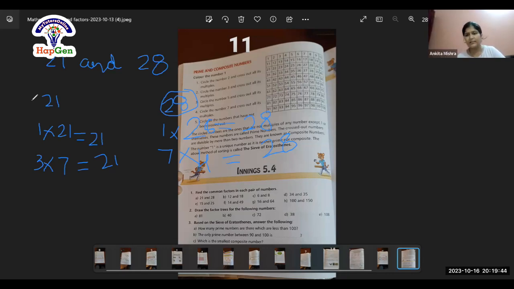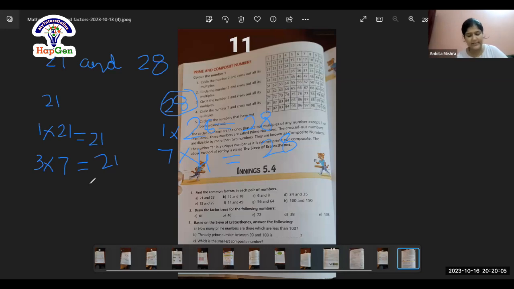Understood? So can you try the B part and tell me what the common factors are? 12 and 18. Try it in your notebook and tell me. And any doubt, please feel free to ask.